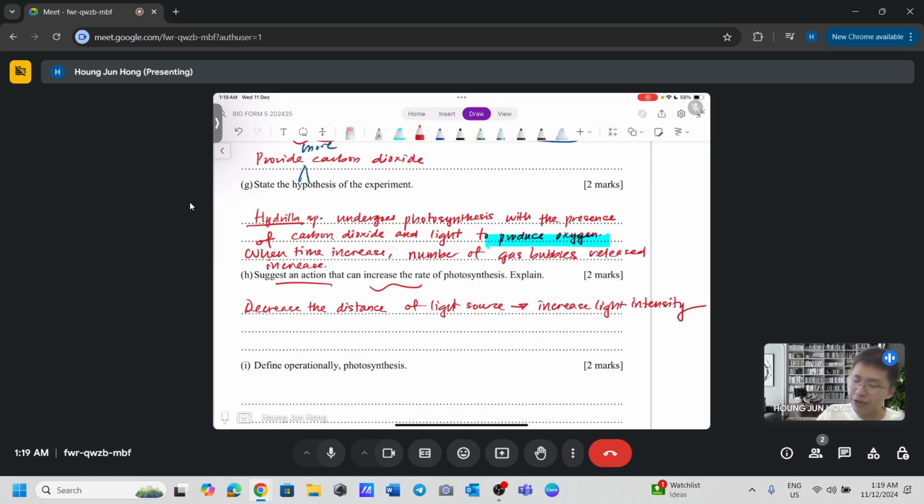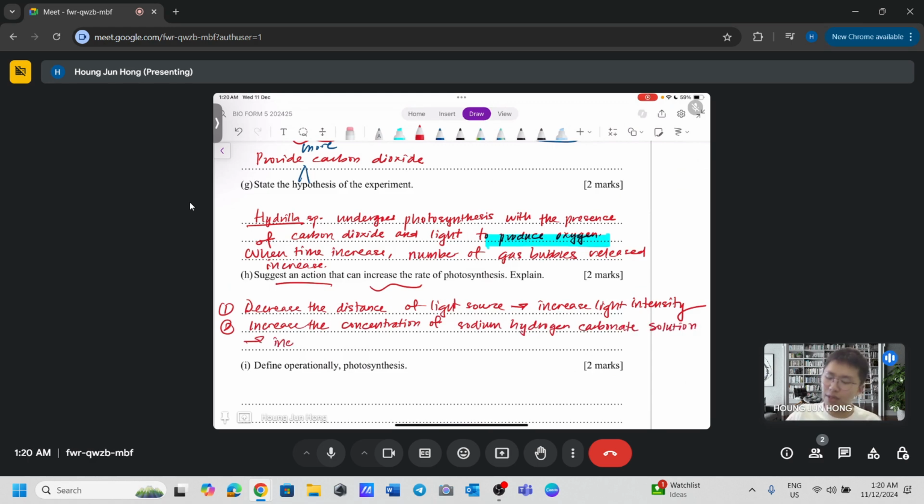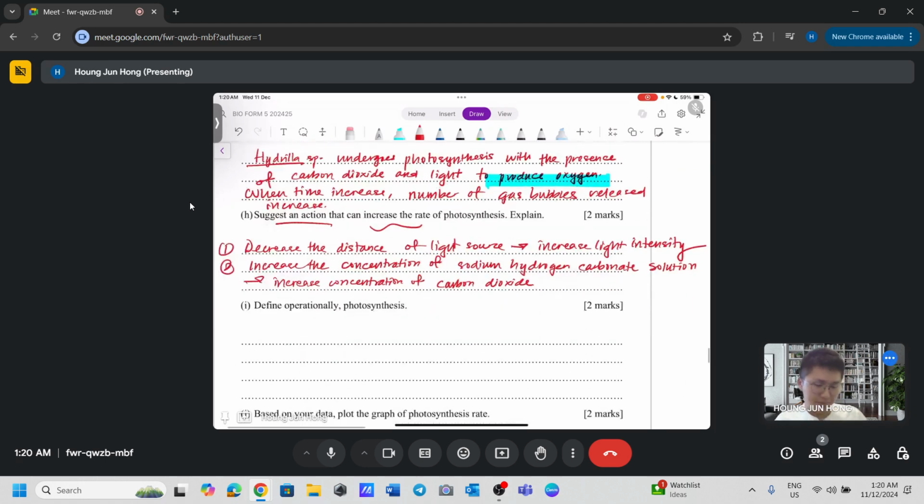Or the other answer is also very simple. You can also do carbon dioxide. So you can say I increase the concentration of the solution. What's the solution? Sodium hydrogen carbonate solution. Why do I increase? Because I want to increase the concentration of carbon dioxide. Okay, let's take a pause here for a bit.